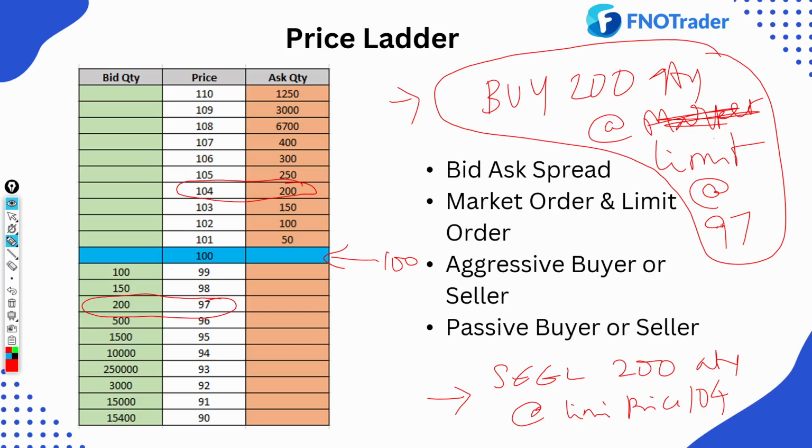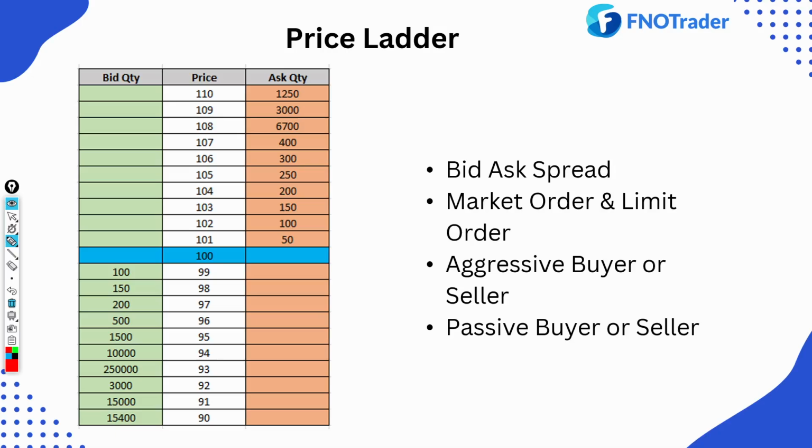Now we talked about limit orders. Now let's talk about what happens when a market order is placed. Let's say I want to buy 200 quantity at market. When I say this, what is happening? Currently my market is at 100 and I say I want to buy 200 quantity. Market means it is going to look for orders that are currently available. It doesn't wait for a certain price to come.